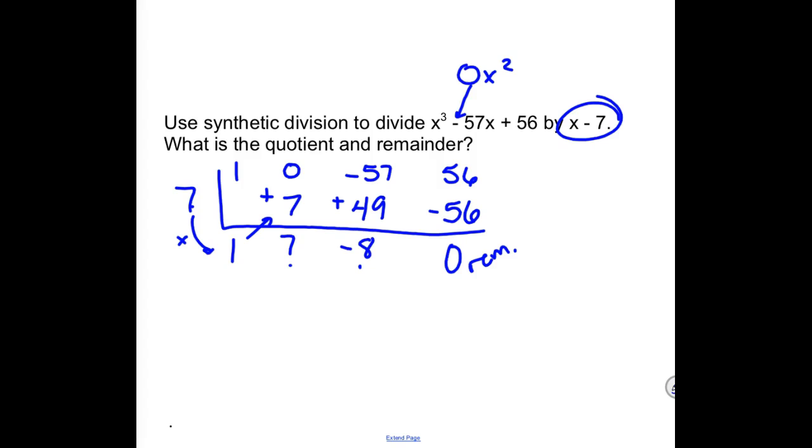What do we have left for the quotient? Again, this is my constant. This would be x. This would be x squared. So my answer is I have an x squared plus 7x minus 8. Does that make sense? What does it tell me if dividing by x minus 7 gave me a remainder of 0? It's a factor. X minus 7 would be a factor. The x squared plus 7x minus 8 would be the other factor. Does that make sense?